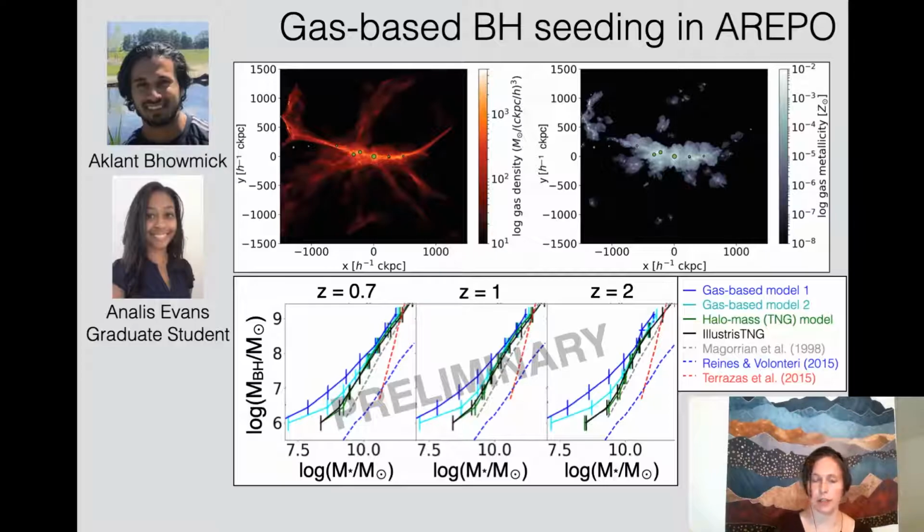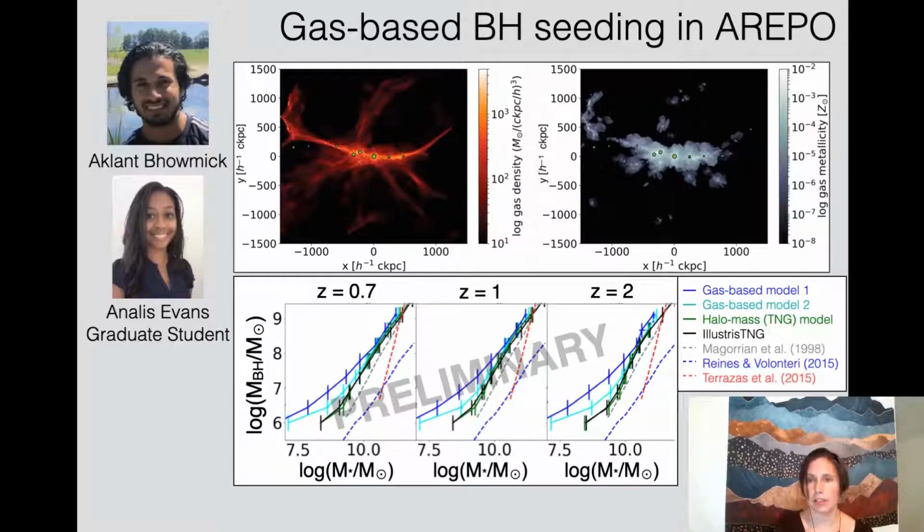And you can see that the models from these zoom simulations, the gas-based models, are a little above the halo-based model for these particular gas-based seed models we're showing here, which are close to, but also a little bit above, the Magorrian relation shown in the gray dashed line here. And then all of these are substantially above the Reines-Volonteri relation, which has a lower normalization. So as I said, this is work in progress. Please stay tuned for further updates about that.